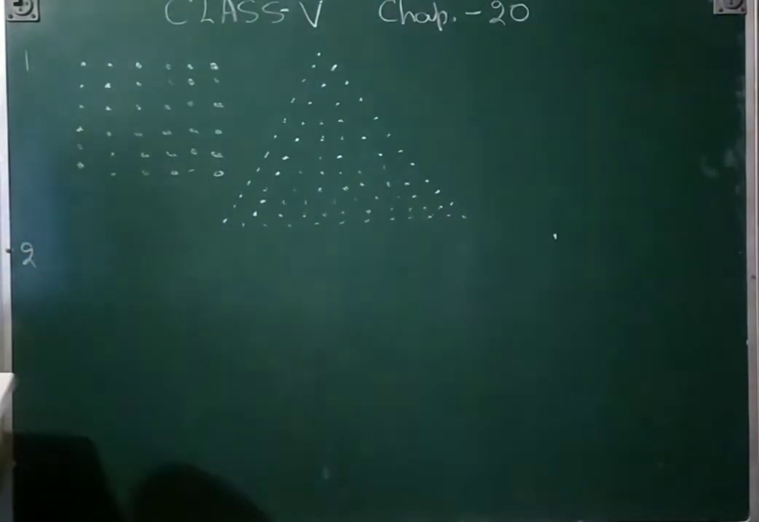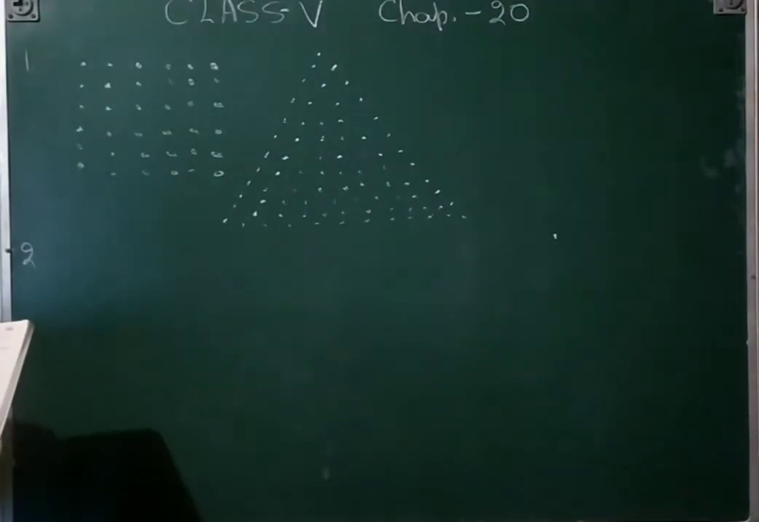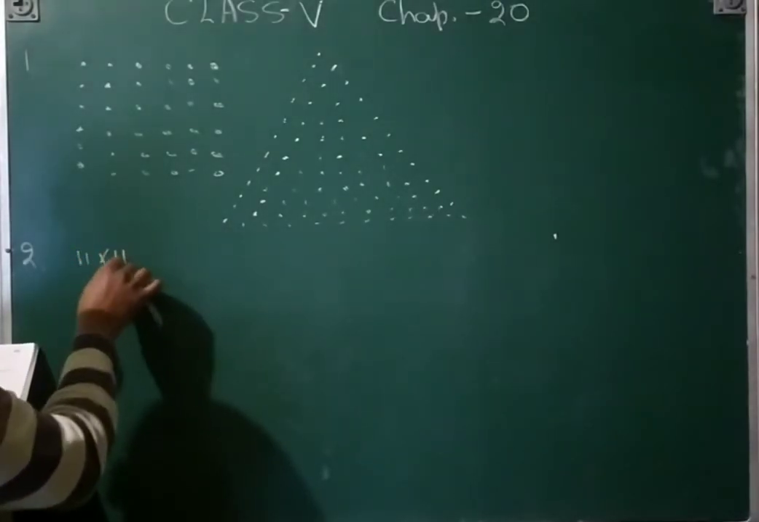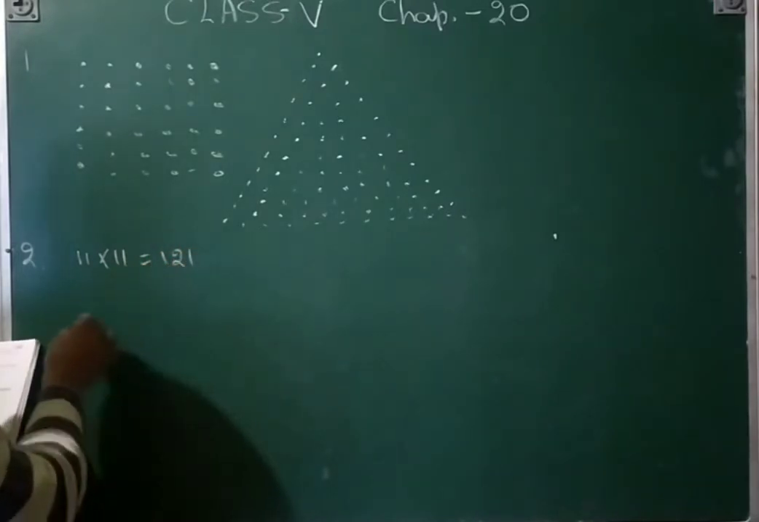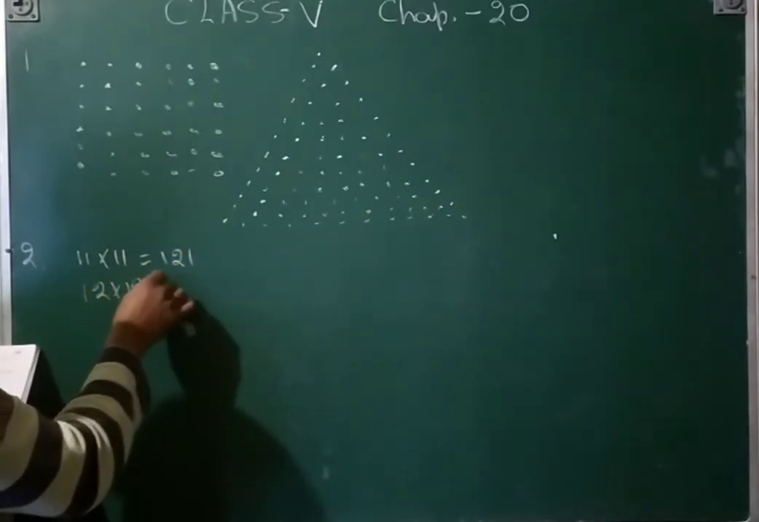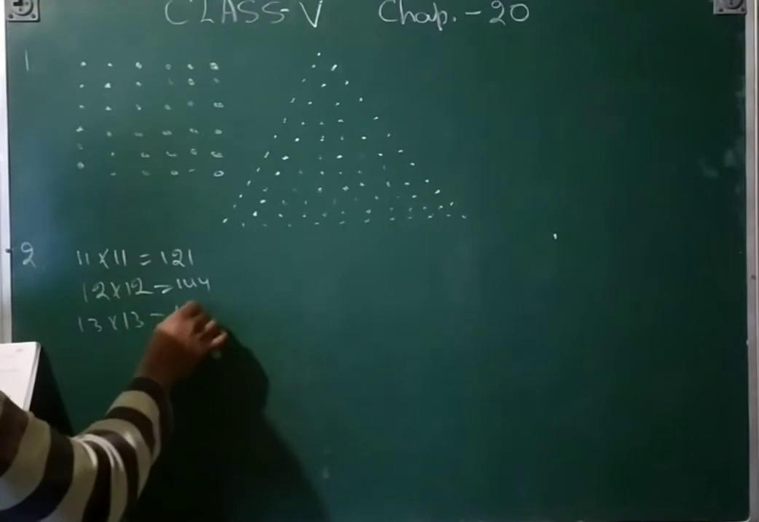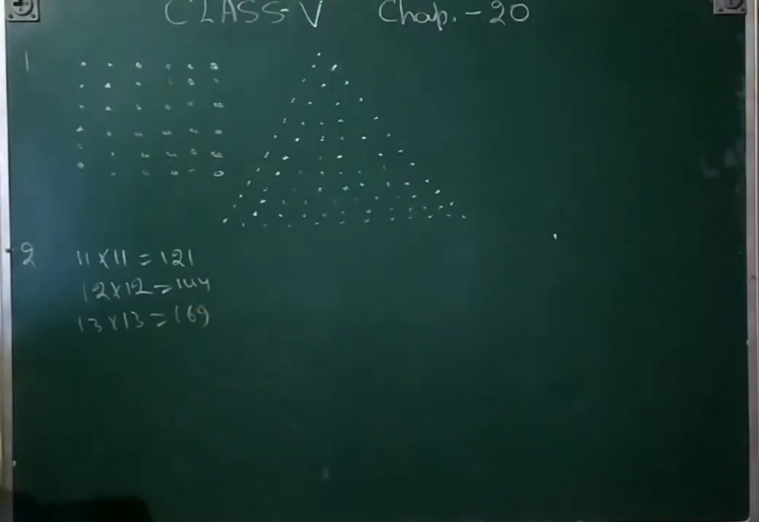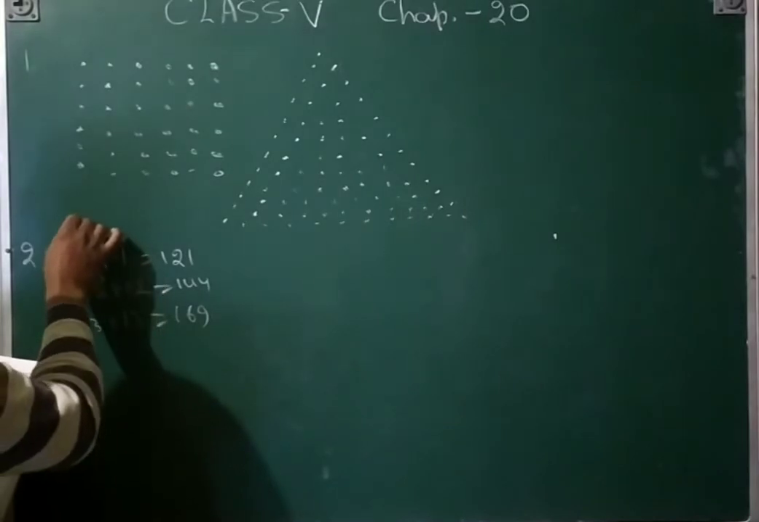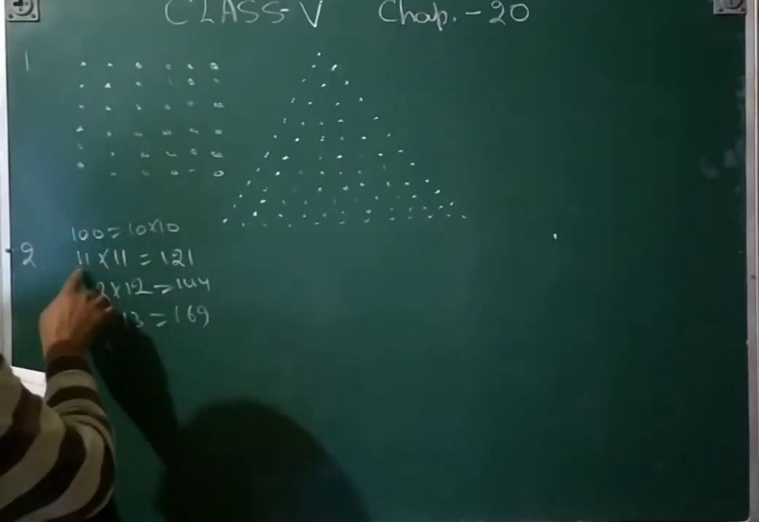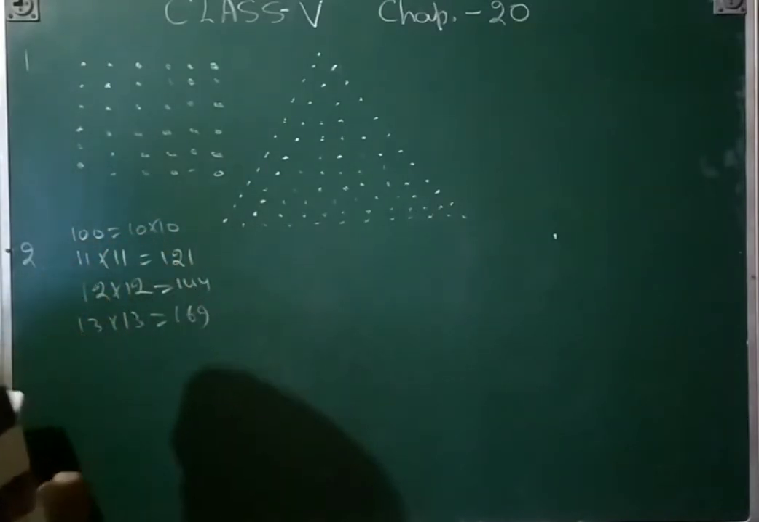That is the second question now. Find 3 square numbers which are greater than 100. So that is 11 multiply 11, that is 121. Next is 12 multiply 12, that is 144. Next is 13 multiply 13, that is 169. Because 100 is equal to 10 multiply 10. So we have written after 10: 11, 12, 13.